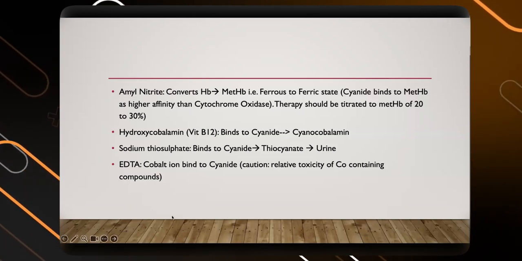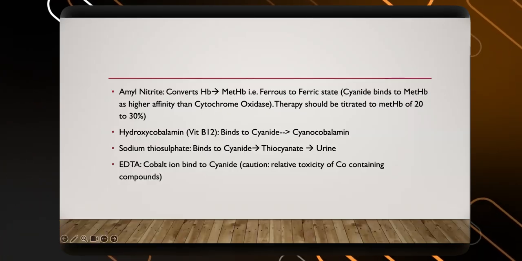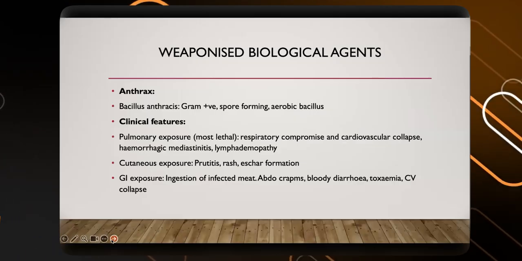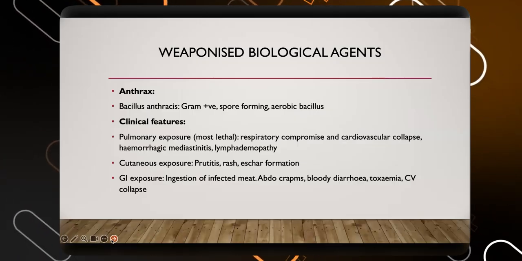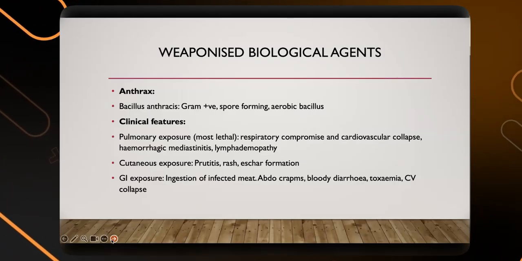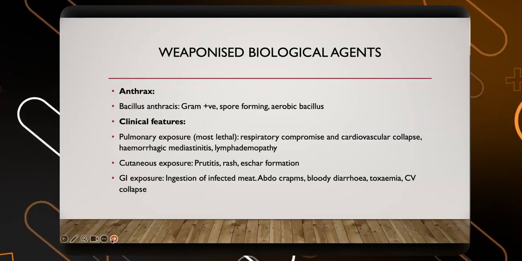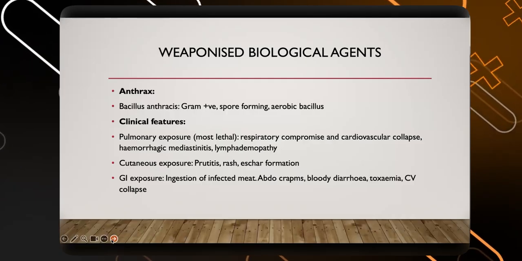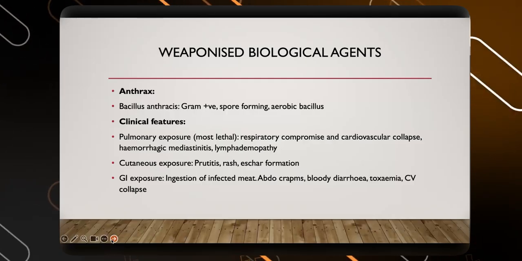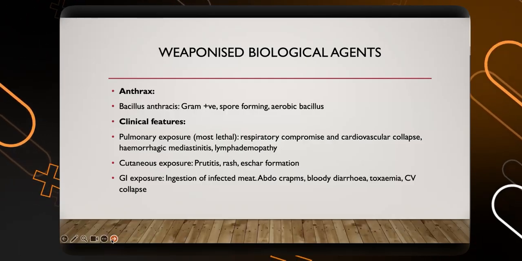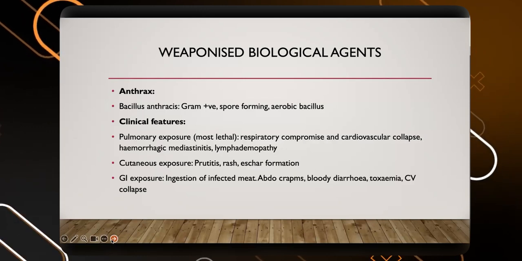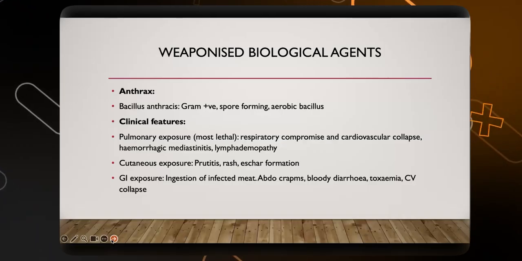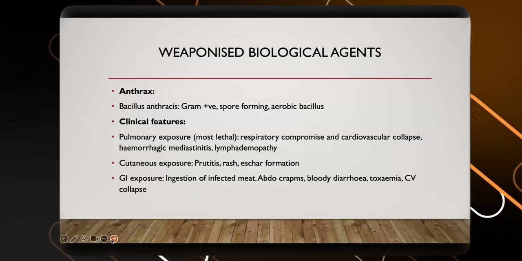So moving on. Now the next topic is weaponized biological agents. So firstly, anthrax, which is caused by Bacillus anthracis, which is a gram-positive spore-forming aerobic bacillus. Typical clinical features include, depending on the type of exposure, pulmonary exposure, which is the most lethal. It leads to respiratory compromise and cardiovascular collapse, hemorrhagic mediastinitis, and lymphadenopathy.